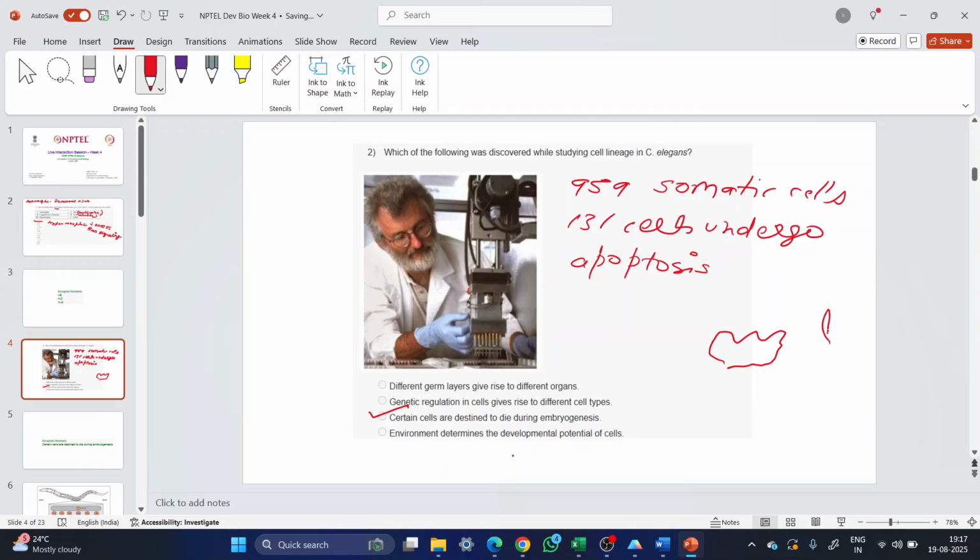Okay, but we humans have individual digits. So the cells which are here actually died during evolution because of apoptosis. This is what they observed, that during development exactly 131 cells undergo programmed cell death in a stereotyped manner, and this cell lineage mapping revealed that cell fates are genetically determined.